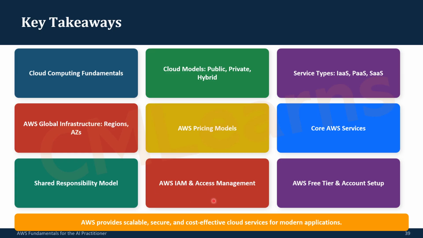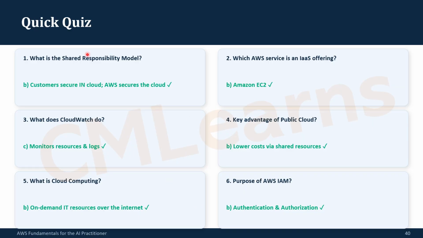Then AWS IAM, Identity and Access Management, is very important, and how it's managed: IAM users, roles, and groups, everything about that. And AWS Free Tier and account setup, how to set up a free tier account and what resources we can use in it. And scalable, secure, cost-effective cloud services for modern applications. That's it.